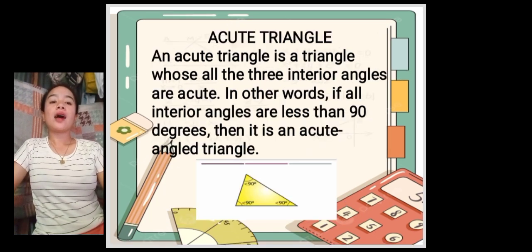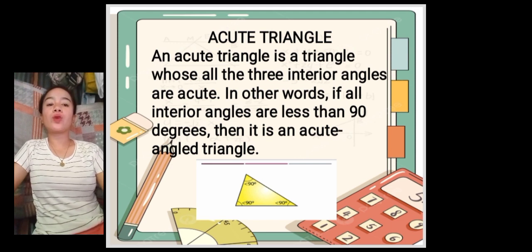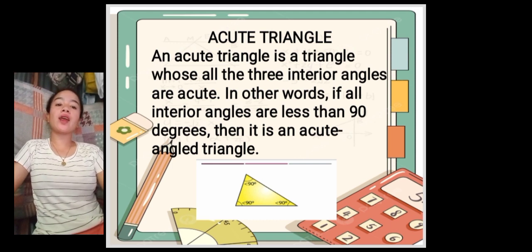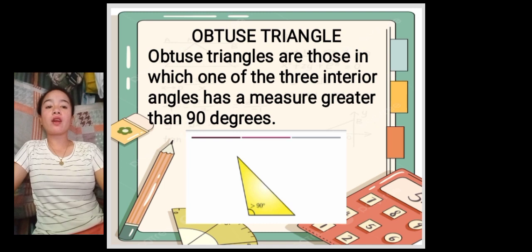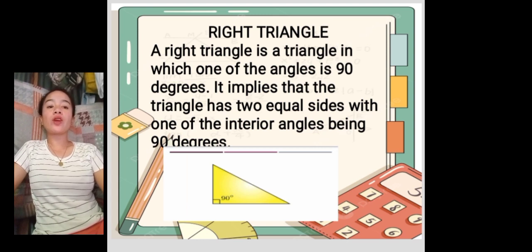Next one is acute triangle. An acute triangle is a triangle whose all the three interior angles are acute. So, in other words, lahat po ng interior angles nila is less than 90 degrees. And then, meron din po siyang acute angled triangle. Next one is obtuse triangle. Obtuse triangles are those in which one of the three interior angles has a measure greater than 90 degrees. Next one is right triangle. A right triangle is a triangle in which one of the angles is 90 degrees. Ini-implies niya po ito na ang triangle ay dapat dalawang equal sides with one of the interior angles being 90 degrees.